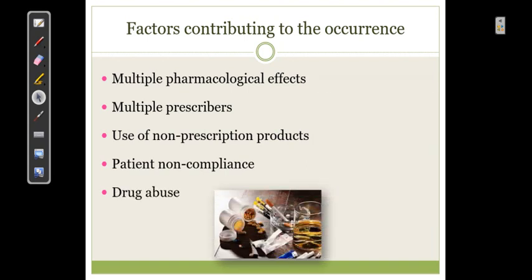And finally, drug abuse. Some individuals have a tendency toward deliberate misuse of drugs. In that case, you can consider amphetamine, or opioid analgesics, anxiolytics, or in some cases even some of the antihistaminics. These are all abused.